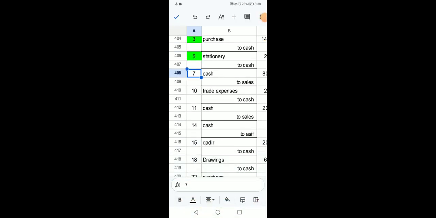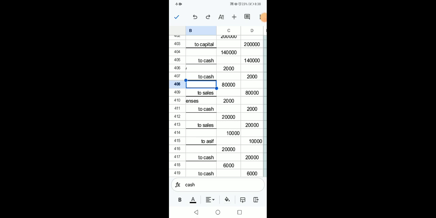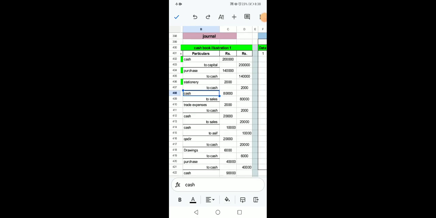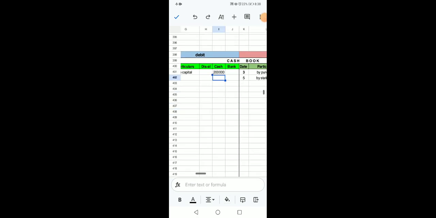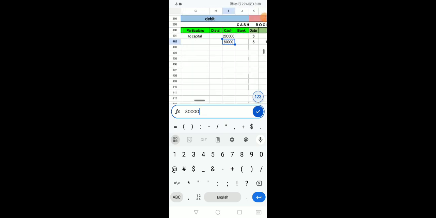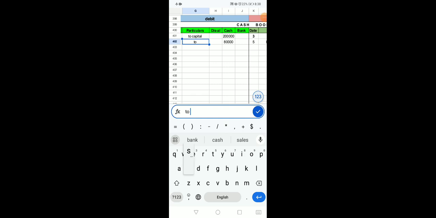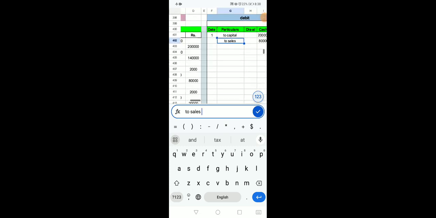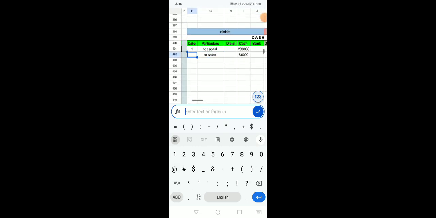Entry number 7 is next, where there are two elements, but we are related with only one element. Cash is debited by 80,000. Okay, so you will go to the debit side of the cash and will write 80,000 over here. Now you will see the reference of this entry, which is sales. So you will write to sales over here. On debit side you will write to. On credit side you will write by. Now see its date, which is 7. So you will be writing 7 in date column.